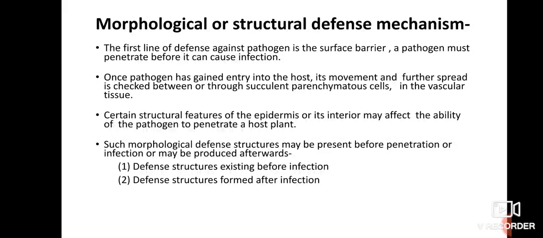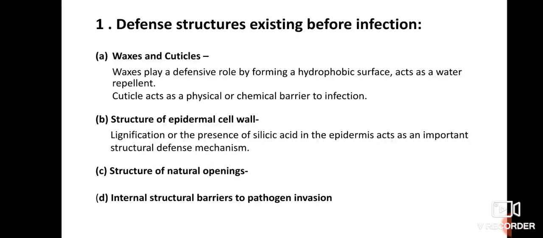So, we can discuss morphological or structural defense mechanism in two headings: defense structures existing before infection and defense structures formed after infection. Number 1 is defense structures existing before infection. We will include in this topic waxes and cuticles, structure of epidermal cell wall, structure of natural openings, and internal structure barriers to pathogen invasion.